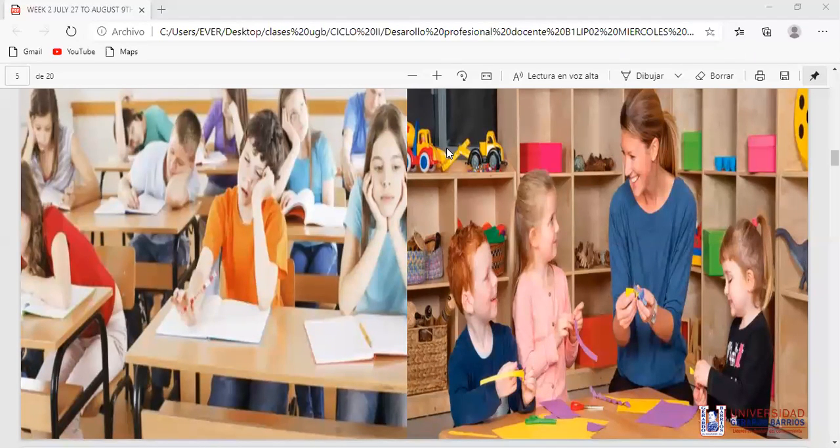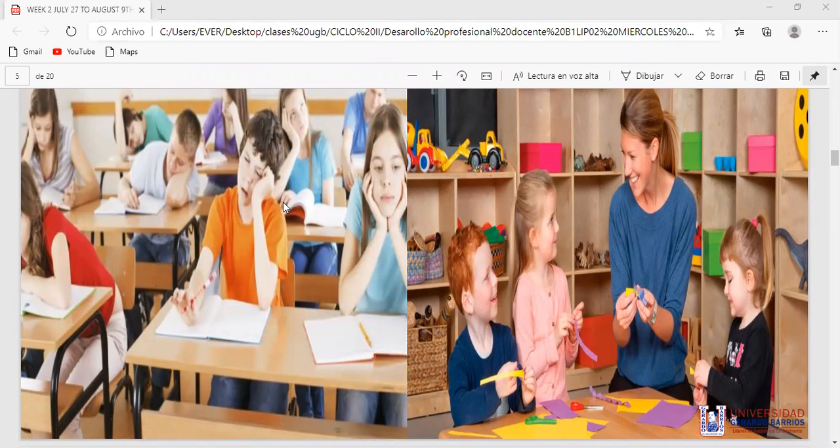In the other picture, children and the teacher are doing the same thing with a different attitude, and at the same time with different materials, for example, toys, color pencils. Lots of different materials to work with children.